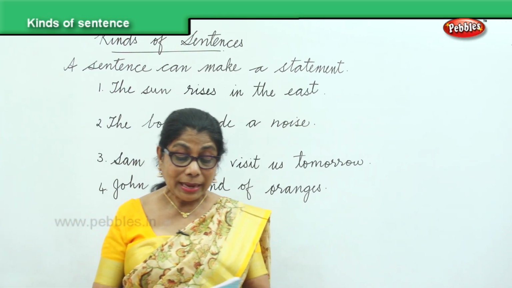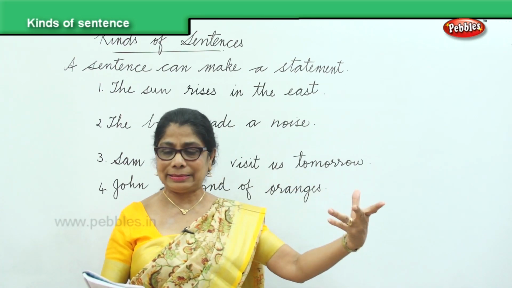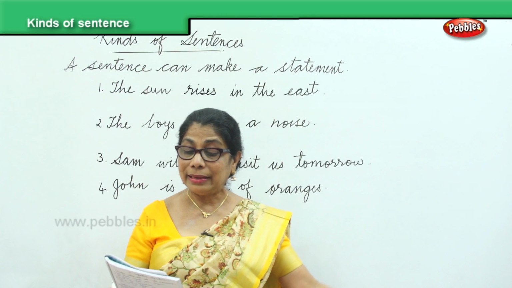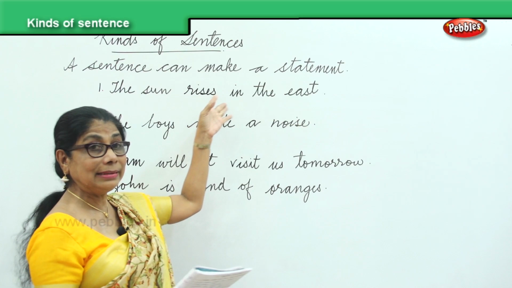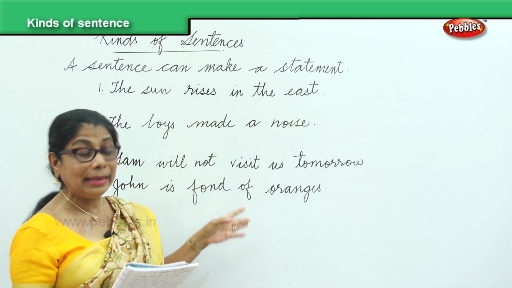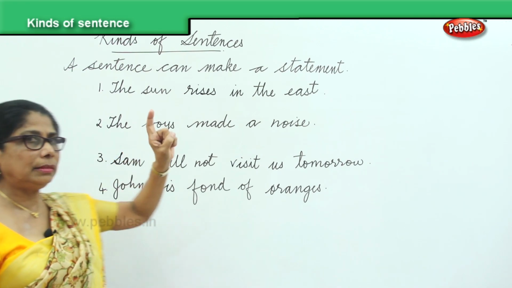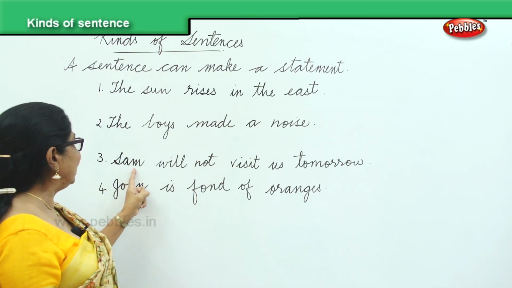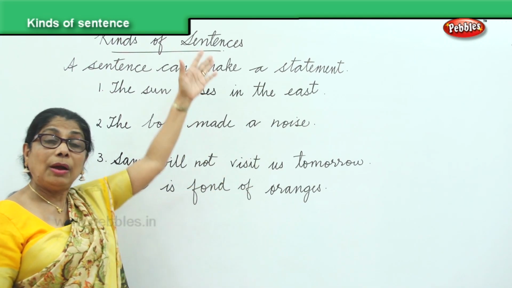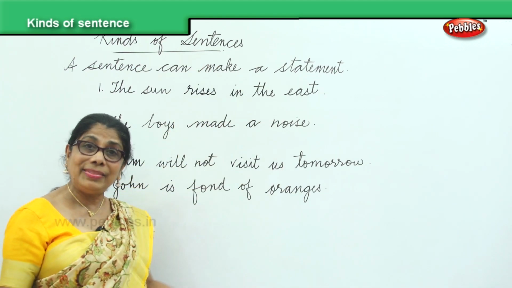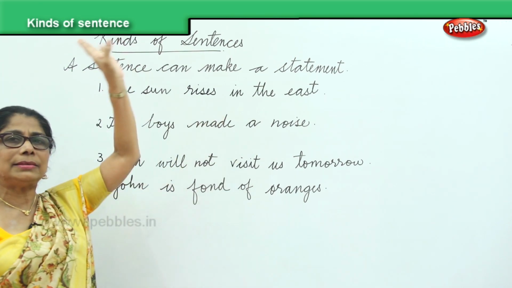Now, I'm telling you, a sentence that states or declares something is called a declarative sentence. So, what does this sentence state here? What does it declare? It declares the sun rises in the east. What does it declare here? The boys made noise. What did they declare here? Sam will not be coming tomorrow. And John is fond of oranges. So, all these statement sentences, they're telling something. What did they declare? It declares the sun rises in the east, yes.